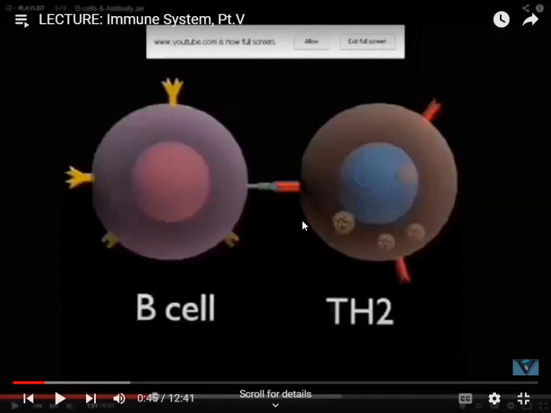Okay, so let me do that again. This is the class 2 MHC. That's the pathogen that it's attached to. This is your CD4 receptor on the T helper cell. Okay, so only that CD4 receptor will be able to bind to this class 2 MHC. The cytotoxic T cell will not be able to bind to this. This is a different protein.